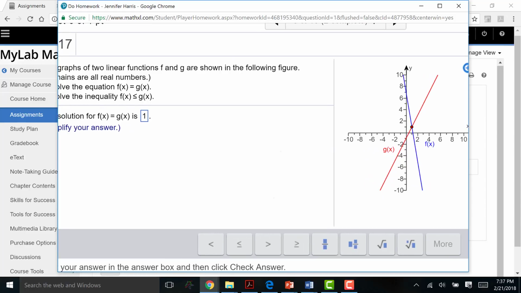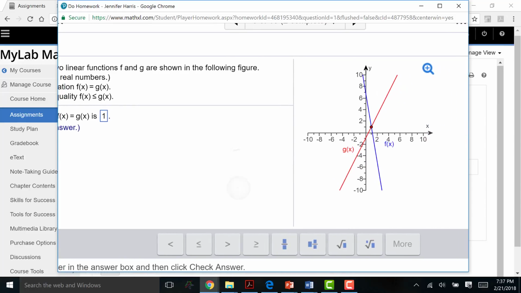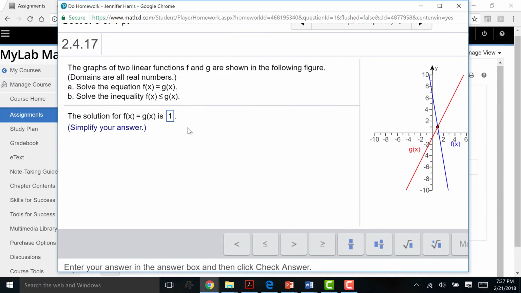But, say it again. Gotcha. So simplify the answer. You're asking, why didn't I put it as an ordered pair? I don't know.